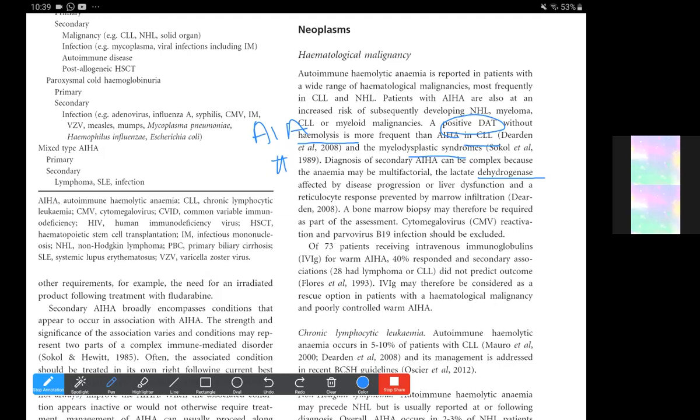So even though we expect the typical finding that there should be an increased reticulocyte count, in certain conditions, if we individualize the conditions, the reticulocyte count is not always increased. Also, in conditions with these malignancies, the LDH may be affected by the disease progression or liver dysfunction, and the reticulocyte response is prevented by marrow infiltration. So the LDH and reticulocyte count response may not be typical of that seen in autoimmune hemolytic anemia.